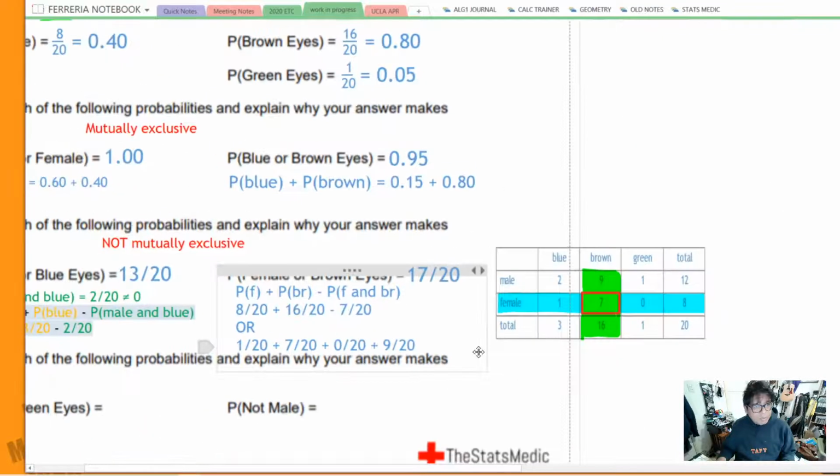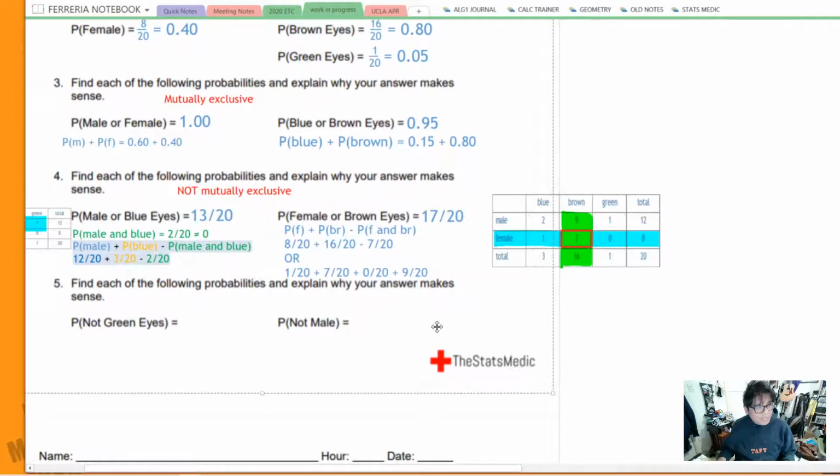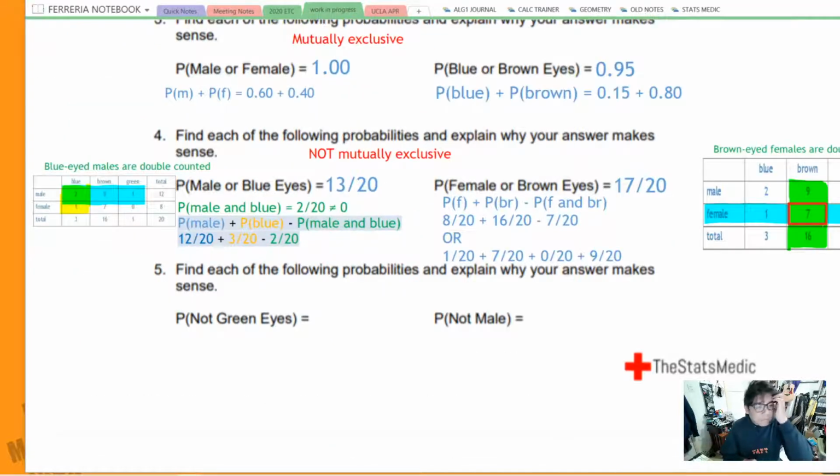Okay, so let's move on. Hopefully that makes sense to you. And we're going to find the probabilities and explain why the answer makes sense. How about not green eyes? So for number 5, we're going to find each of the following probabilities. And that first one is not green eyes, and the second one is not male.